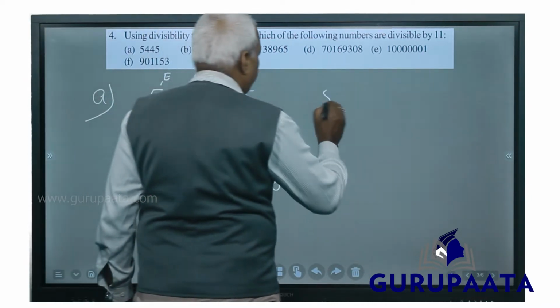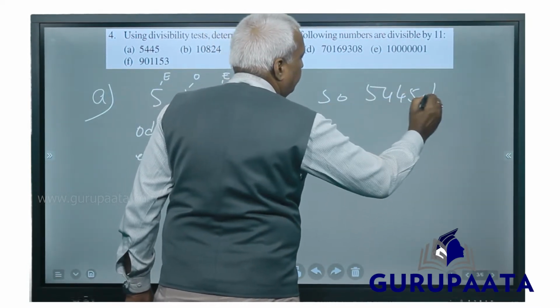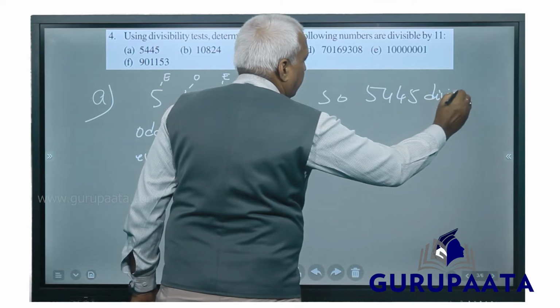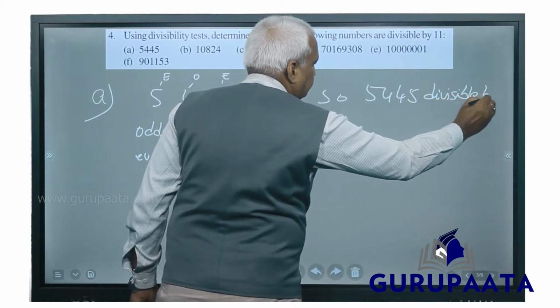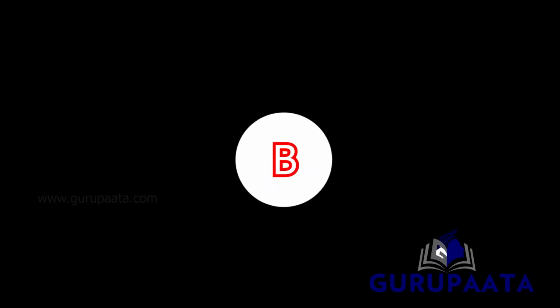So 5, 4, 4, 5 is divisible by 11. Understood? So we will go for question number B.